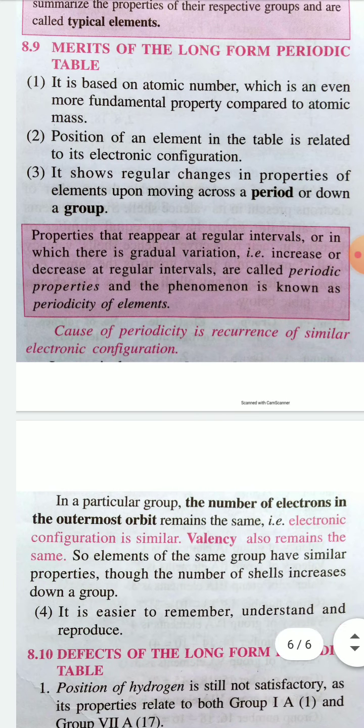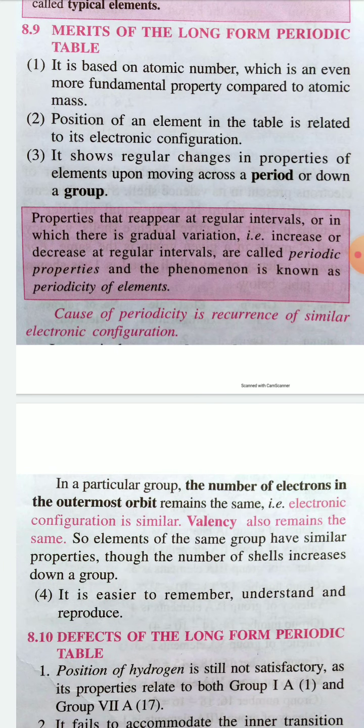Now, merits of the long form of periodic table, or modern periodic table. There are many merits. First merit of the modern periodic table: it is based on the atomic number. I have told in the previous video the modern periodic table is made on the basis of atomic number of the elements, which is an even more fundamental property compared to atomic mass.